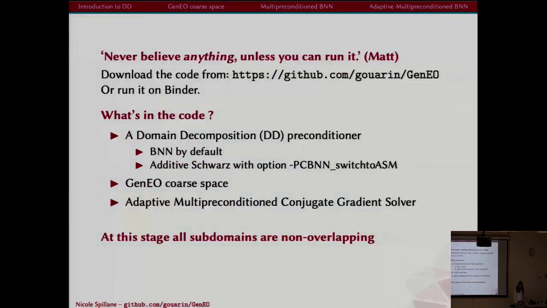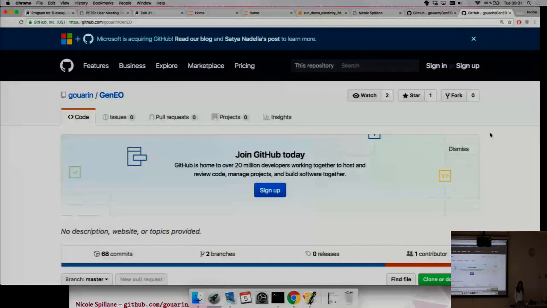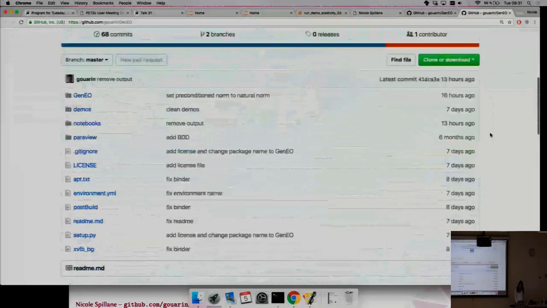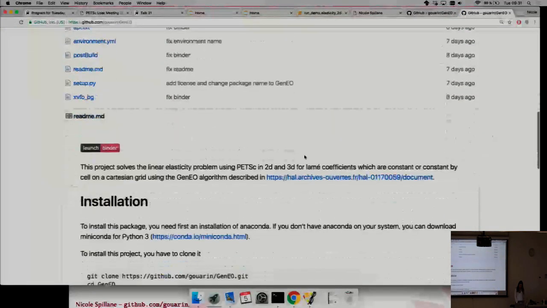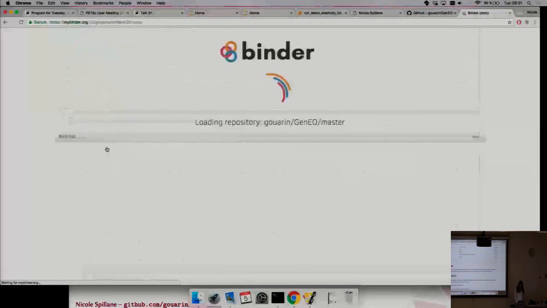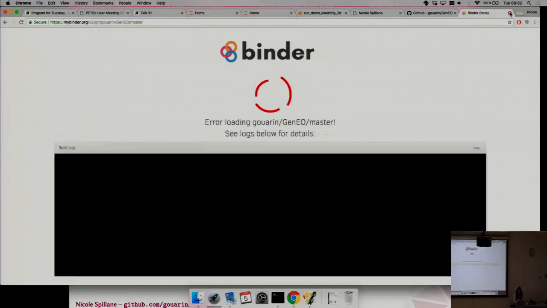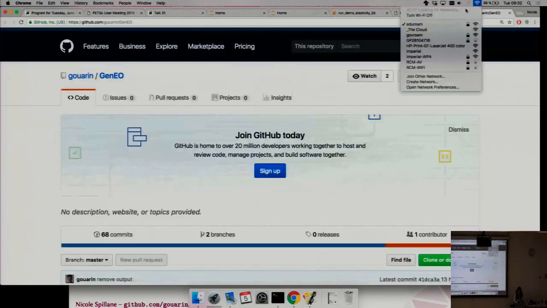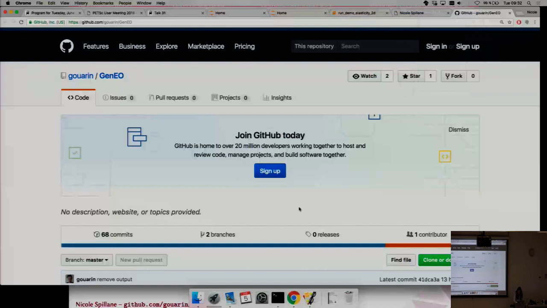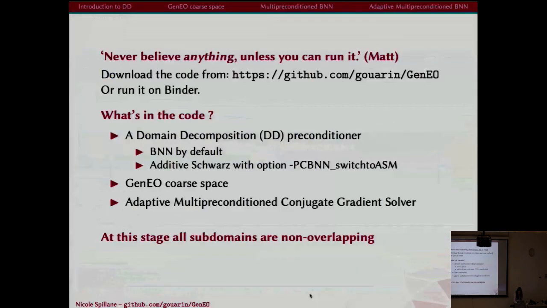So in the spirit of what Matt said yesterday, our code is available on GitHub. So the link is there. You can either download it and install it, or you can run it on a binder. So this works more or less well depending on how many people are using the servers. Okay, so I'm not going to do that today, and I'll switch off my Wi-Fi.